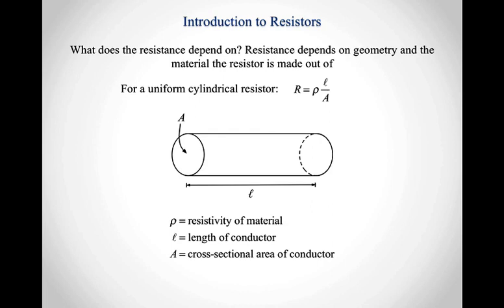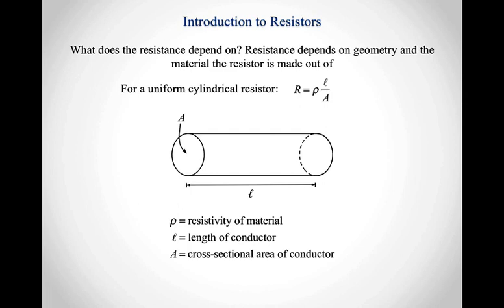What does the resistance depend on? Well, it depends on two things basically: the geometry of your resistor and the material that it is made of. If we think about the simplest geometry possible, that's a uniform cylindrical resistor. Basically you have a resistor that's built like a tube, and the resistance of that resistor in that case is given by rho L over A.